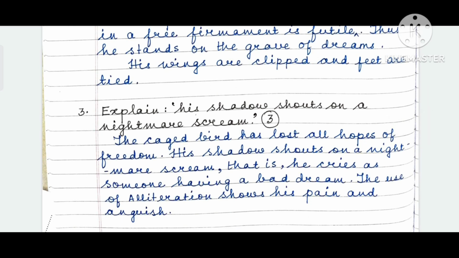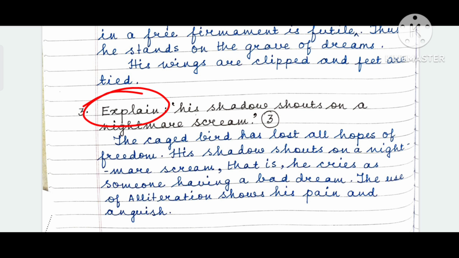Explain. His shadow shouts on a nightmare scream. The caged bird has lost all hopes of freedom. His shadow shouts on a nightmare scream. That is, he cries as someone having a bad dream. The use of alliteration. There is a figure of speech here. Shadow, shouts, scream, alliteration, and I have mentioned that clearly in the answer. The use of alliteration shows his pain and anguish. This is how you must explain.